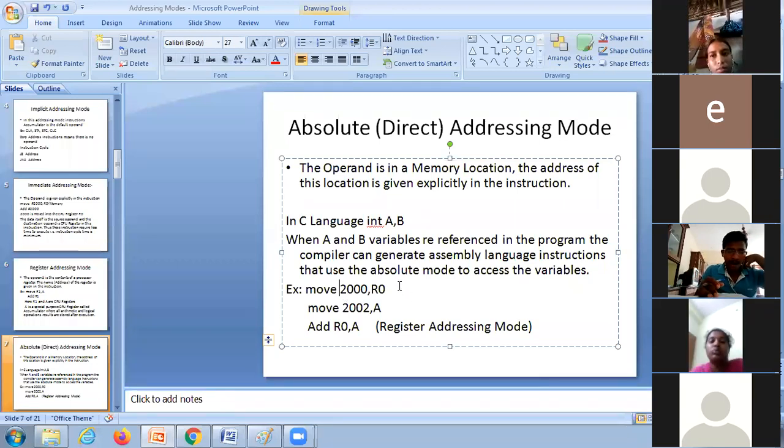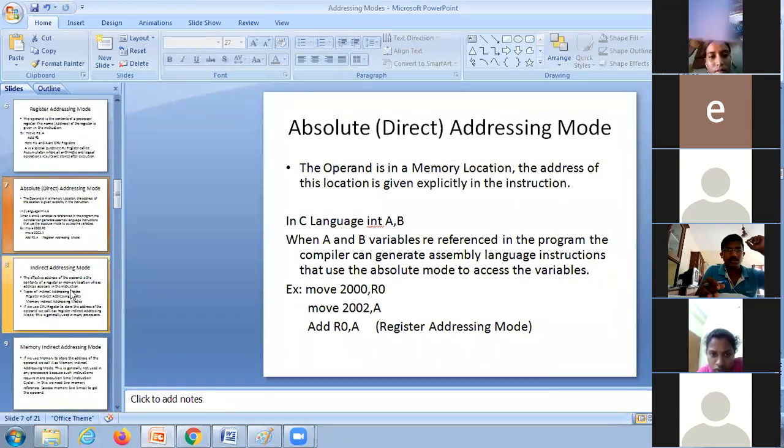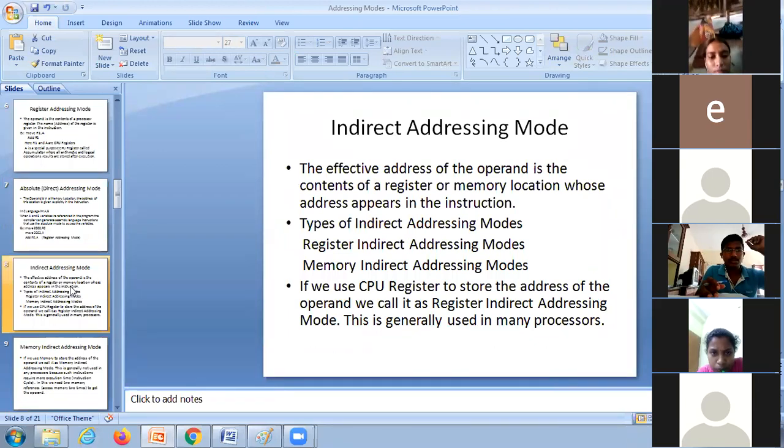Okay. Because of yesterday, I don't have the diagrams, so it was only explanation. Now today I made some diagrams, so it will be easy for you to understand. This is yesterday's class. Now today I will start with indirect addressing mode.